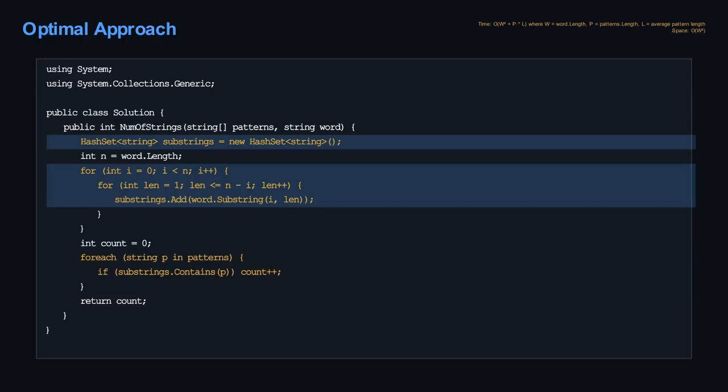After populating the hash set with all substrings of the word, we then iterate through each pattern. For each pattern, we simply check if it exists in our precomputed hash set. If it does, we increment our counter. This avoids repeated character-by-character comparisons for each pattern.